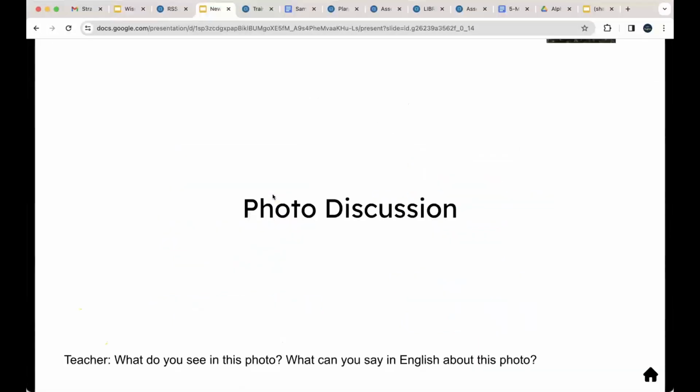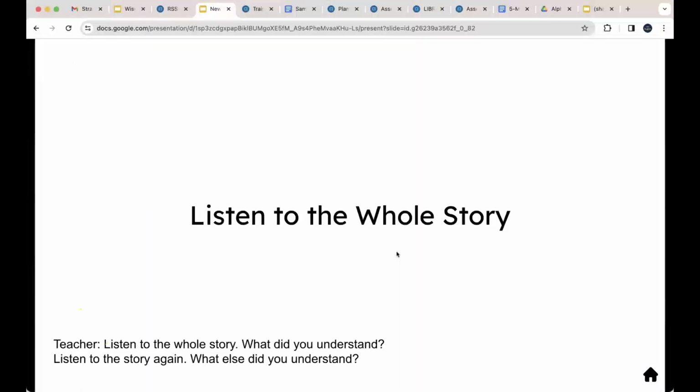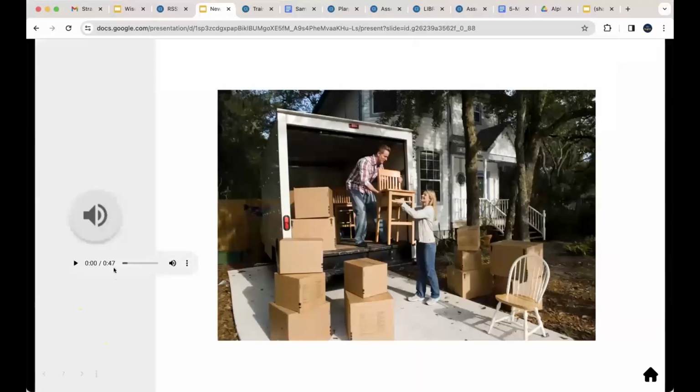We start with a photo discussion. So I'll ask everybody to look at this photo and tell me what you can say in English about this photo. I'll see what the group can already say. And then we'll listen to the story. It's a 47-second story. We'll listen to the whole thing. After they listen to it, I'll ask them to tell me what they understood. We'll listen to it a second time. I'll ask them if they understood a little bit more.